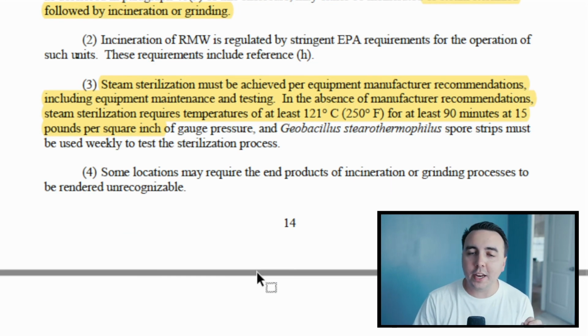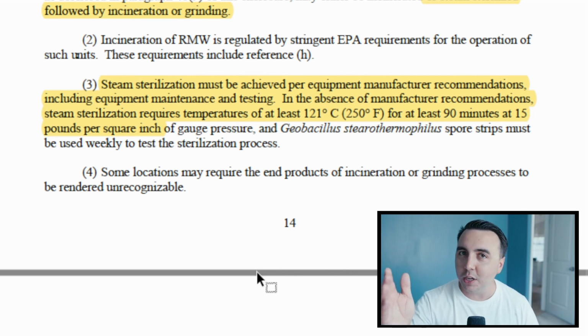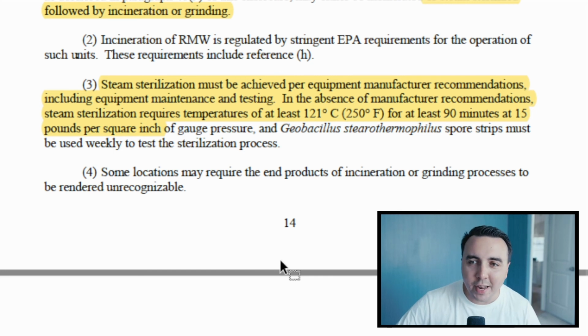However, this is a number thing that they're probably going to ask that you see on advancement exams on a regular basis. It says steam sterilization must be achieved per equipment manufacturer recommendations. But obviously, if that is not available, you're going to follow this, which is going to be the test question. It says the sterilization requires temperatures of at least 121 degrees Celsius, 250 degrees Fahrenheit, for at least 90 minutes at 15 pounds per square inch.